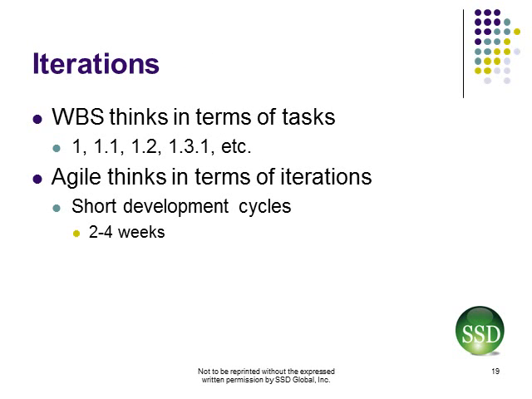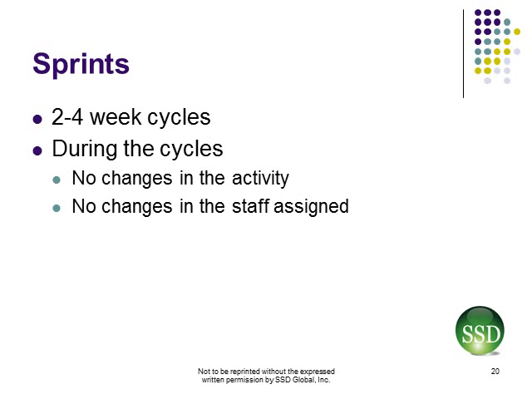Scrum also thinks in iterations. The work breakdown structure thinks in terms of task. Task 1, Task 1.1, Task 1.2, perhaps Task 1.3.1, etc. Agile thinks in terms of iterations. These are short development cycles for 2 to 4 weeks. These are often referred to as sprints and last 2 to 4 weeks as mentioned in the earlier slide. During that one cycle, however, no changes are allowed in the activity and no changes in staff.